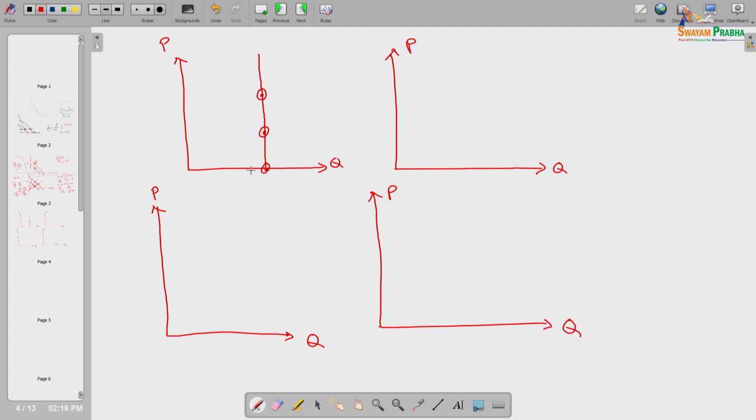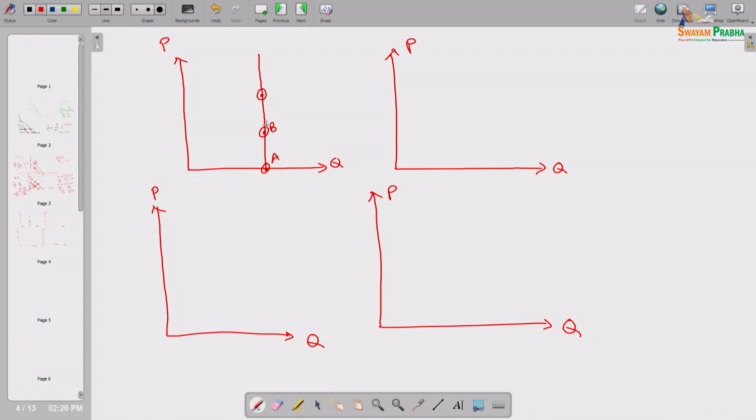Since quantity we are measuring on the horizontal axis, suppose this is point A and this is point B. At points A and B the price is changing, but quantity remains the same. So del q is 0. Elasticity is by definition del q by del p into p by q. If you plot there, you will see that across different points, say point B and point C, both have elasticity value 0. Not only that, along that vertical line, every point's own price elasticity value is 0.